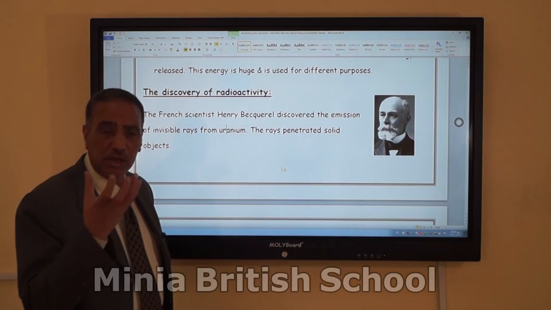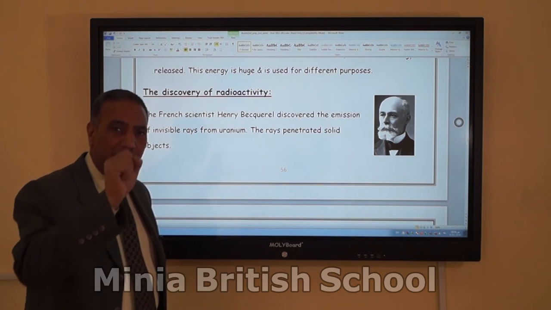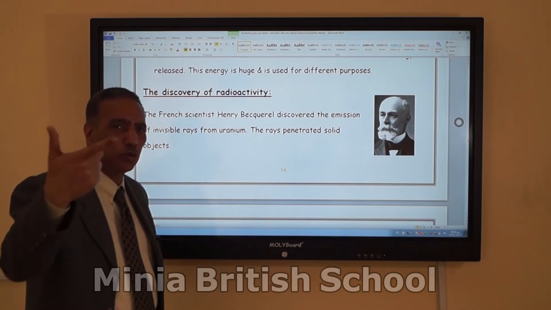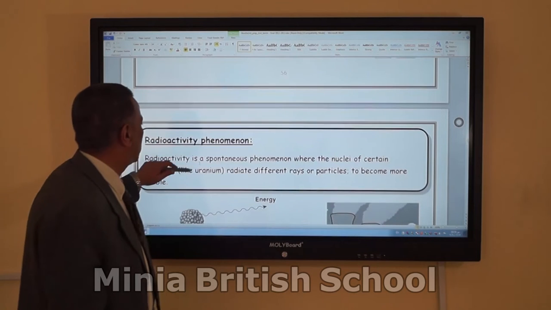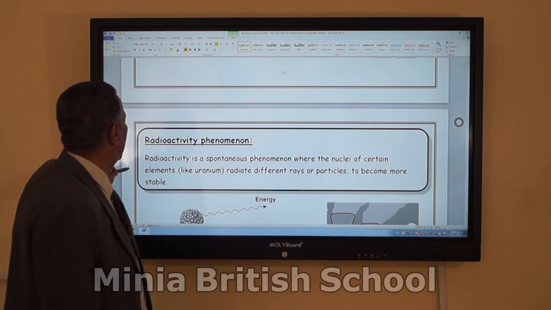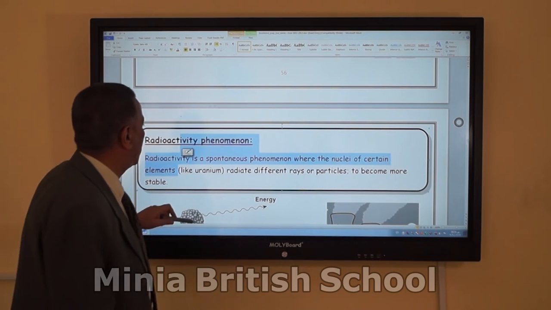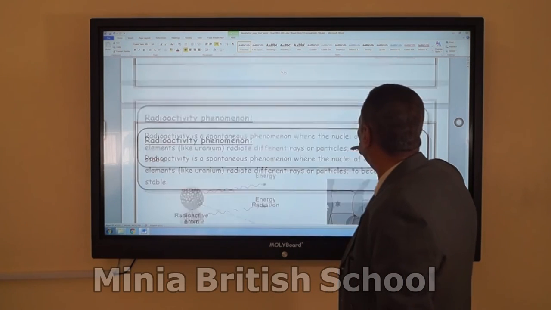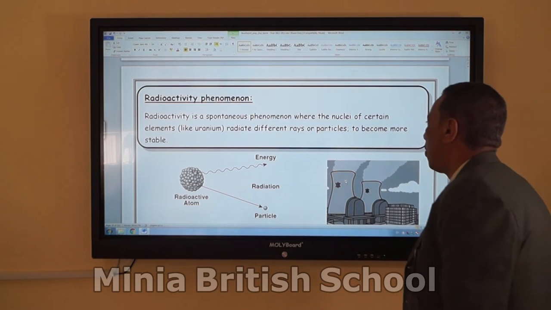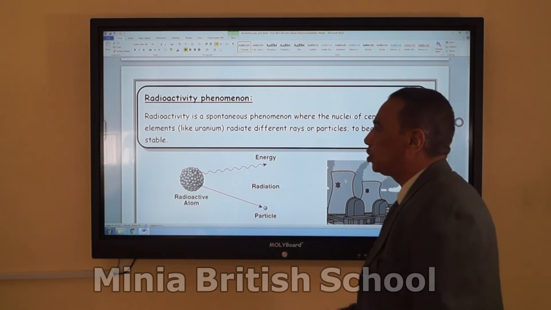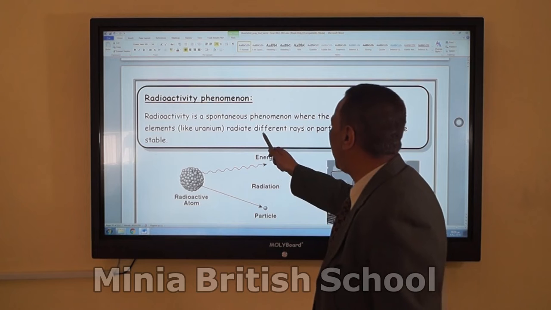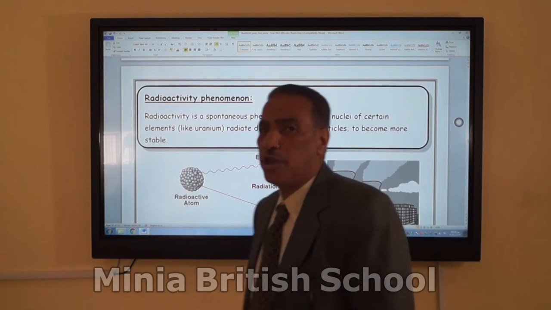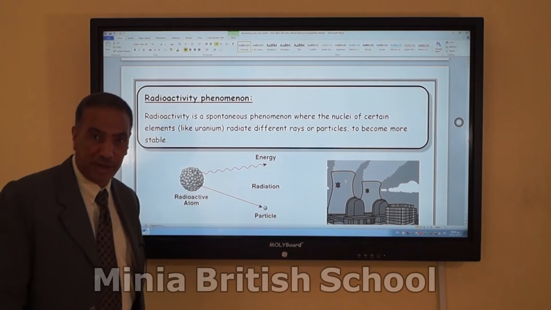So I have an element whose nucleus emits invisible radiation and has the ability to penetrate solid objects. This phenomenon is called radioactivity. The meaning of radioactivity is the spontaneous phenomenon where the nuclei of a certain element, such as uranium, emit different rays or particles, trying to reach stability.